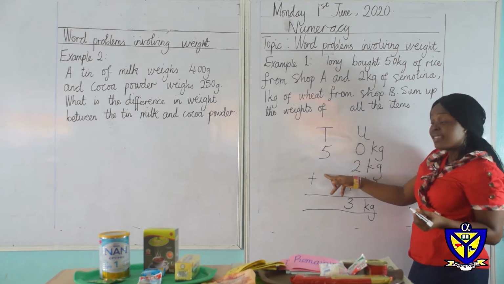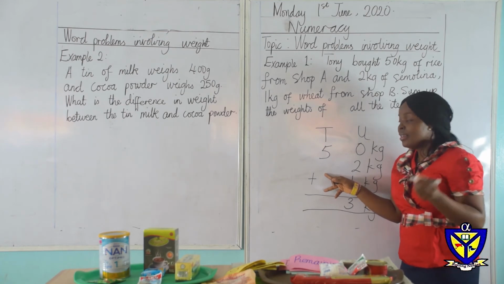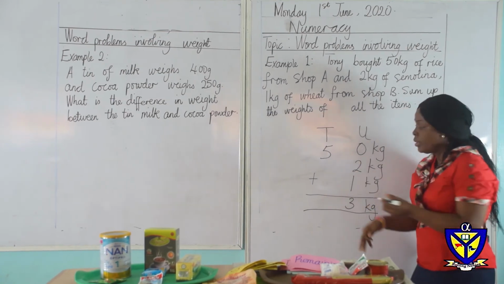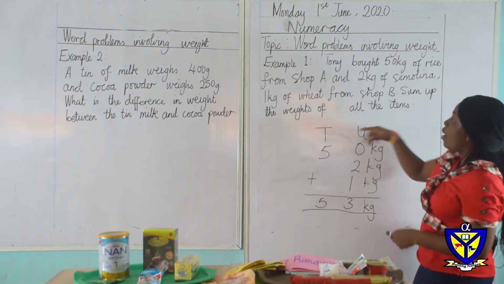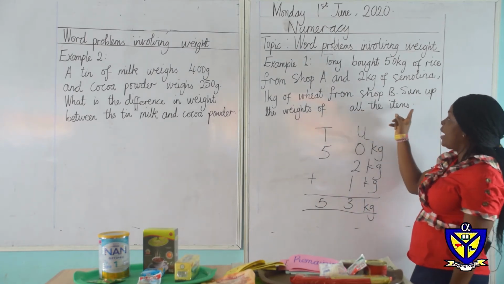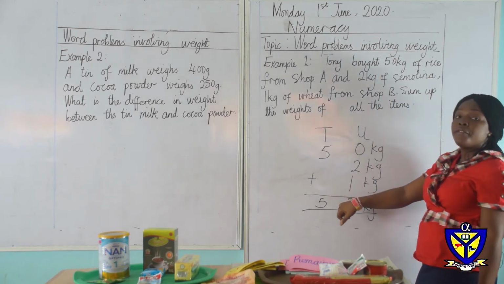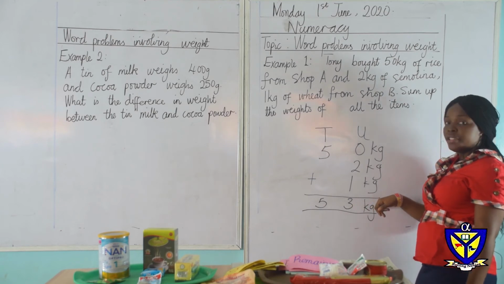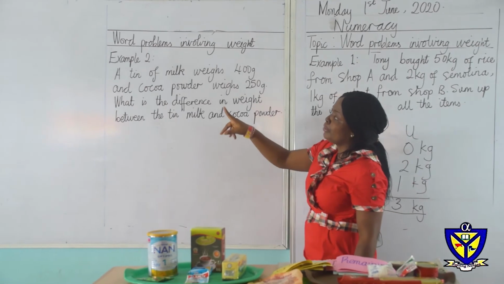5 plus nothing, that's 0. 5 plus 0 means 0. Remember I said 0 means nothing. That means 5 plus 0 will still give us what? 5. So now let's see the question. It says sum up the weights of all the items. So the weight of all the items is what? 53 kg. 53 what? Kg. Good job there. Now let's see example 2.